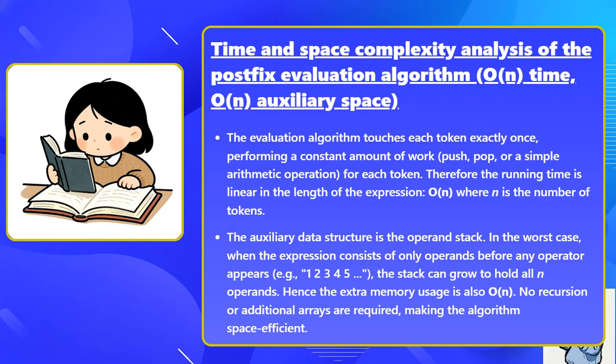The auxiliary data structure is the operand stack. In the worst case, when the expression consists of only operands before any operator appears, for example 1, 2, 3, 4, 5, and so on, the stack can grow to hold all n operands. Hence, the extra memory usage is also big O of n. No recursion or additional arrays are required, making the algorithm space efficient.